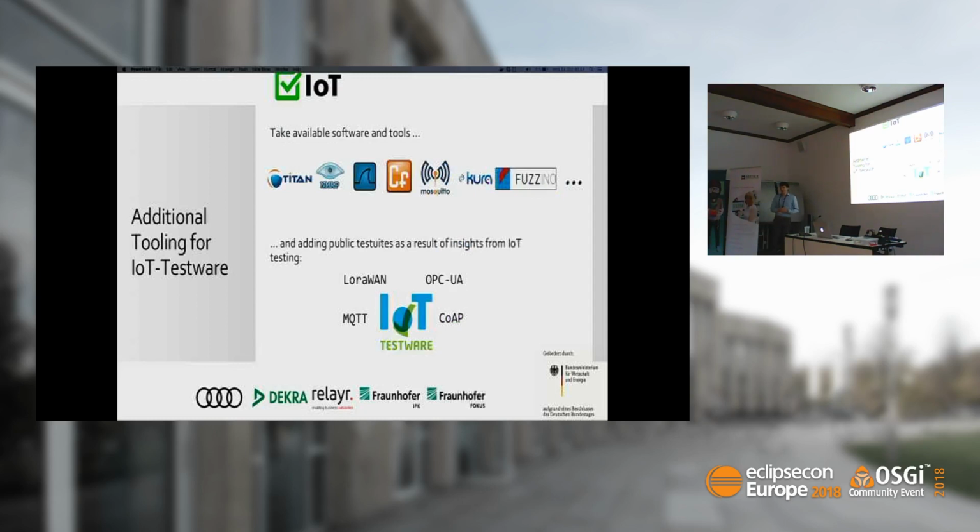Then we thought about it: now we have conformance tests for CoAP and MQTT, and we have some fuzz tests. But no one in industry just wants to take MQTT conformance tests, run them against a device, and then it's done. We saw that we need more.